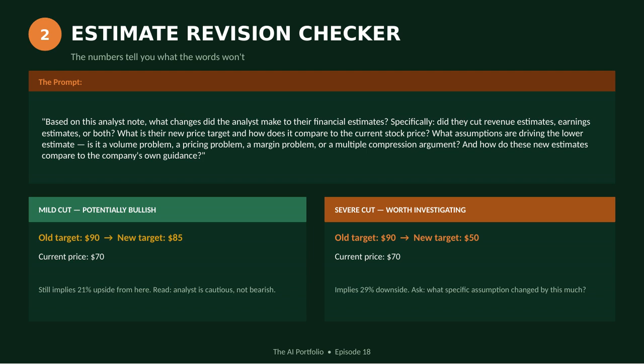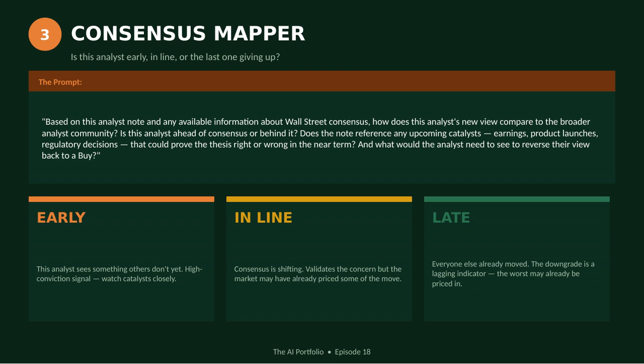This is the most important question you can ask. An analyst downgrading because of a miss that management already flagged is completely different from an analyst downgrading because they believe the company is losing market share and the company doesn't know it yet.